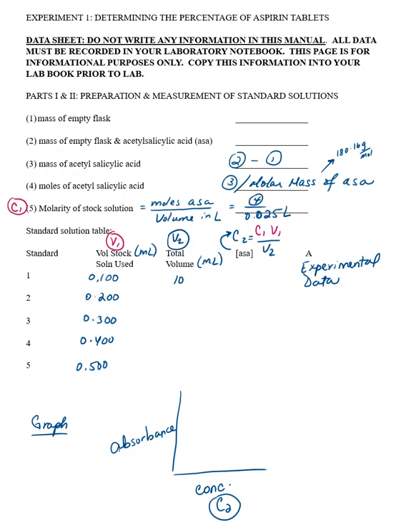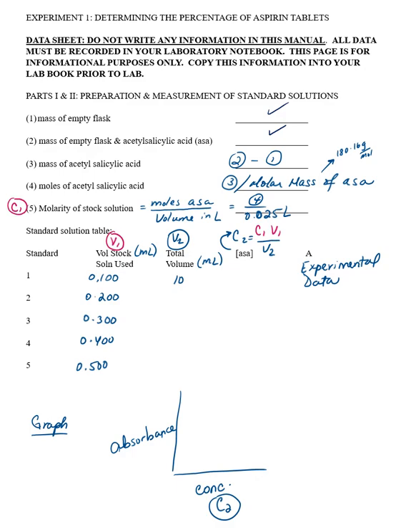You have the mass of the empty flask, the mass of the flask with the acetyl salicylic acid that you used. With those two numbers, you can calculate the mass of acetyl salicylic acid that you have. It's just the difference between them. Now, to convert the mass of acetyl salicylic acid to the moles of acetyl salicylic acid, you can divide the mass by the molar mass, which is 180.16 grams per mole. That's from your lab manual. And that will give you the moles of acetyl salicylic acid.